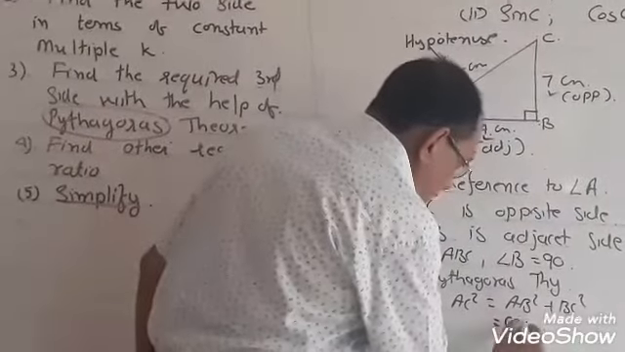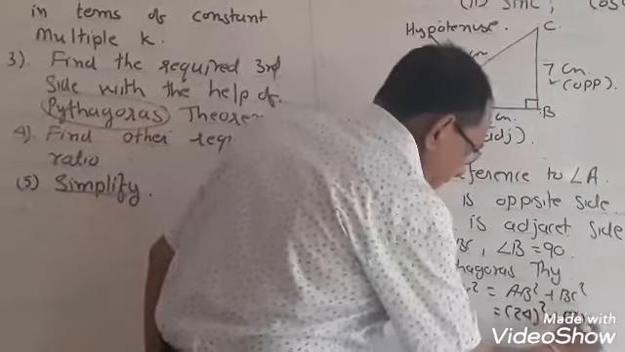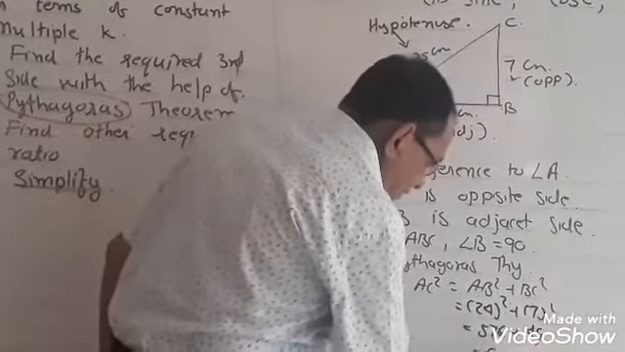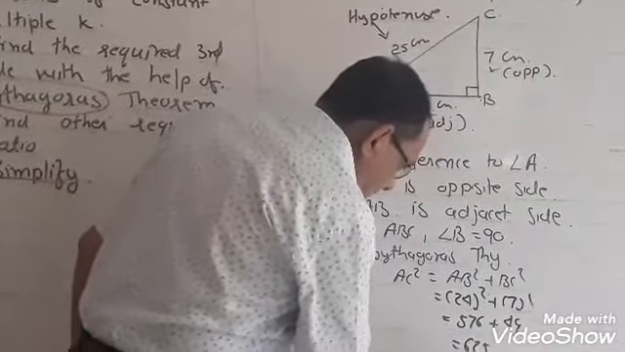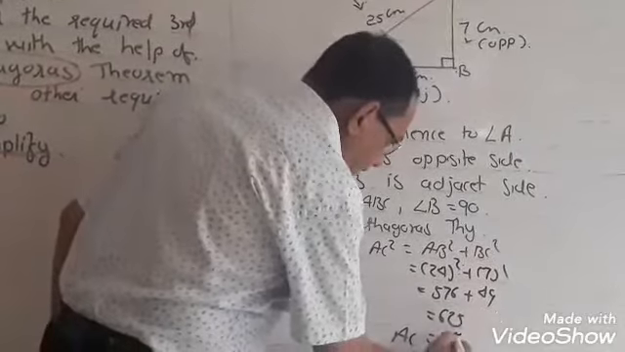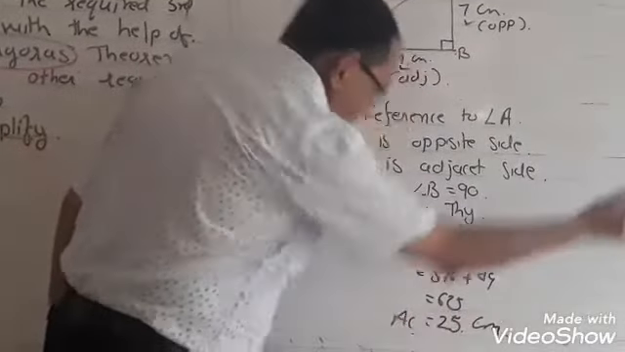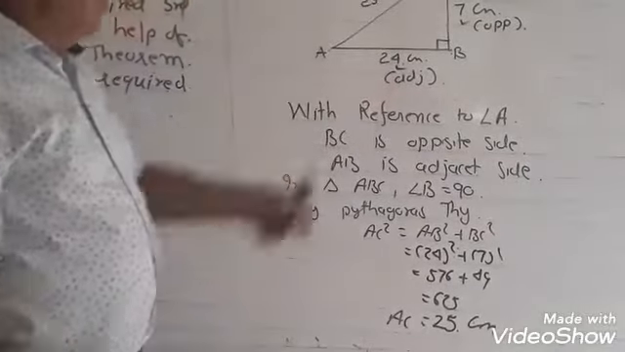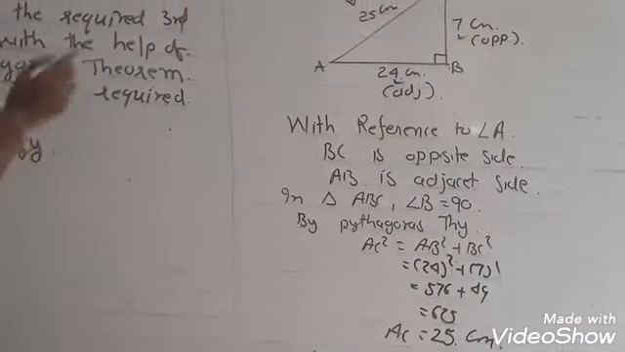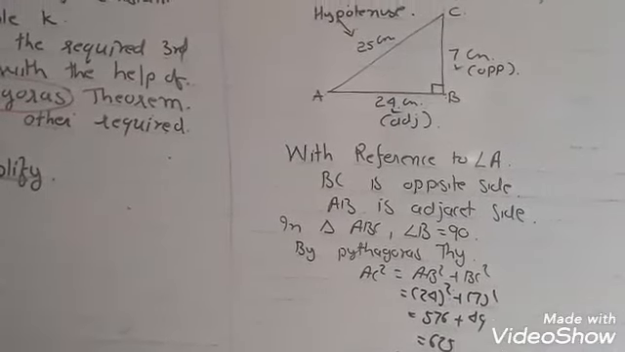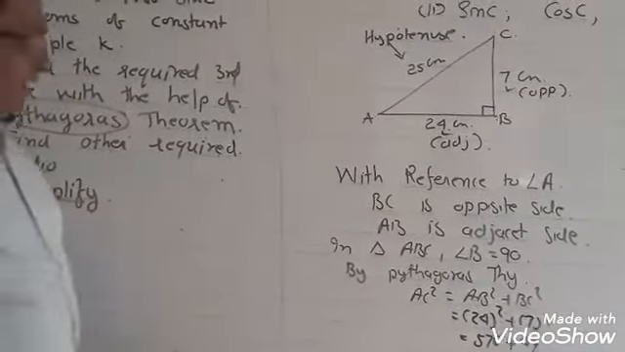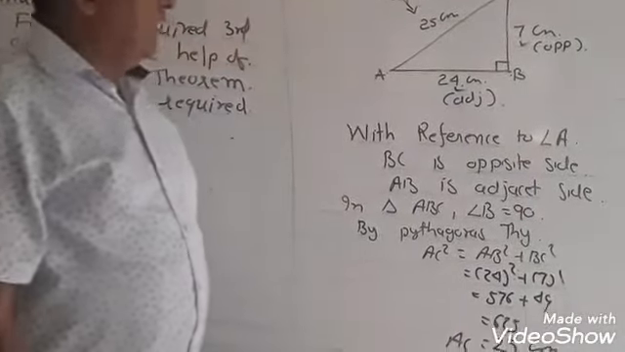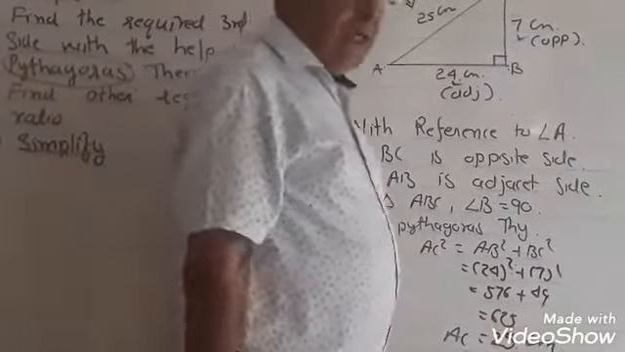24 whole square plus 7 whole square. 576 plus 49 is 625. AC is equal to 25 centimeters. That is your answer, the hypotenuse. Now you have found the third side, so find the other required ratios with reference to A. With reference to A, sin A.